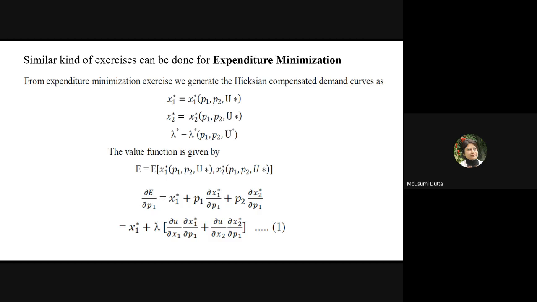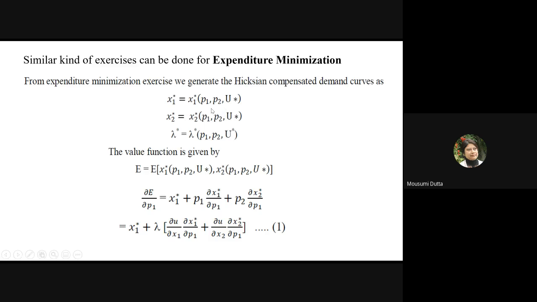Expenditure minimization. The second problem we did was expenditure minimization. So similar kind of exercises can be done using expenditure minimization. Here, instead of the Marshallian demand curve, we are considering the Hicksian demand curves. So x1 star is a function of p1, p2, u star. Here, the star will be the superscript, there is a typo. x2 star will be again a function of p1, p2, u star. And lambda star is also a function of p1, p2, u star.